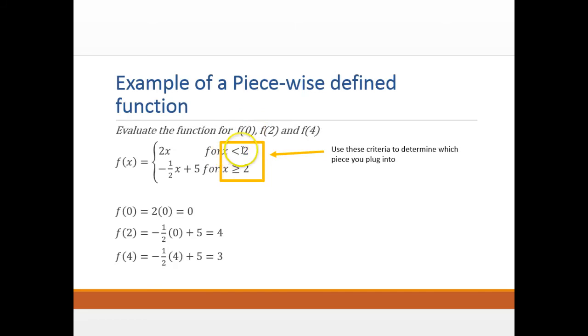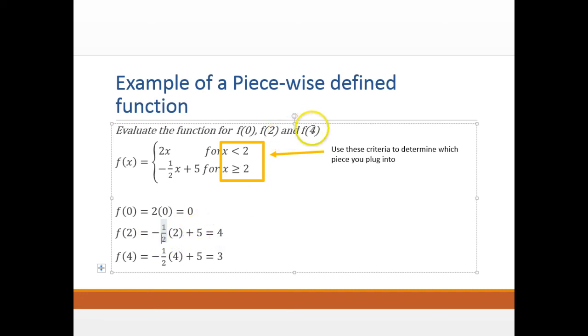So when I plug in f of 0, I'm going to be plugging 0 into this top piece, the 2x piece. So f of 0 is 2 times 0, which is 0. The next one, I'm going to be plugging 2 into this bottom piece, because 2 is my x value, and 2 is not less than itself, but 2 is greater than or equal to 2. So I'm going to plug it into the bottom piece, so I'm going to get negative 1 half times 2 plus 5, which is just 4.